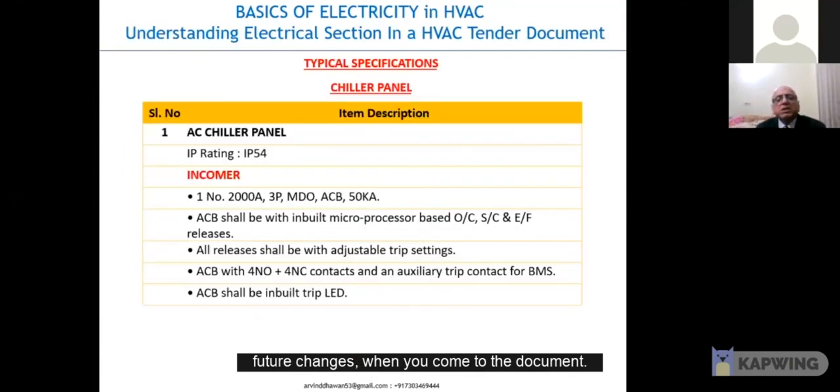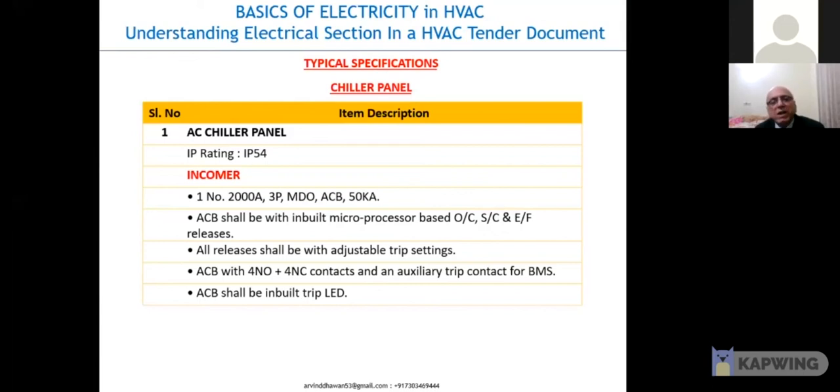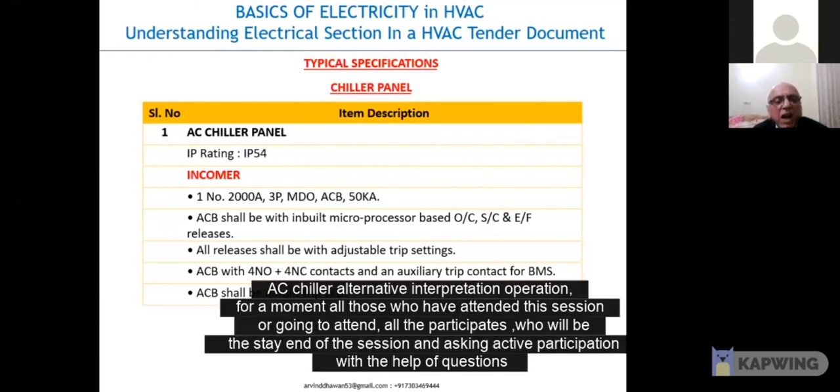Then you come to the tender document. Now look at the tender document. AC chiller, IP rating. Stop you here for a moment.